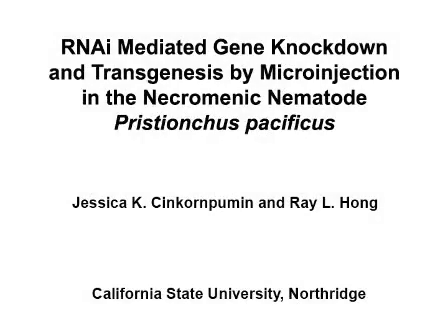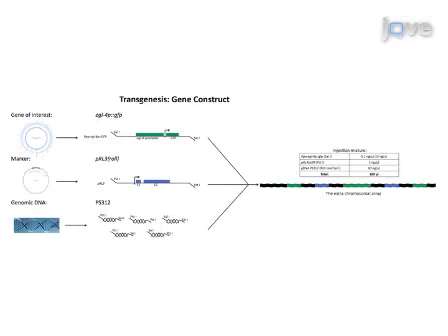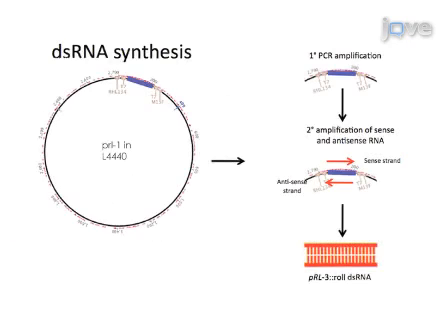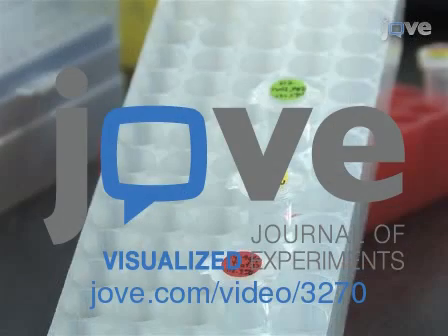The overall goal of this procedure is to successfully transform foreign DNA and knock down gene function in Pristionchus pacificus nematodes. For transgenesis, start by preparing the proper genomic DNA with compatible cohesive ends. For RNA interference, synthesize the gene of interest using a double-stranded RNA transcription kit.